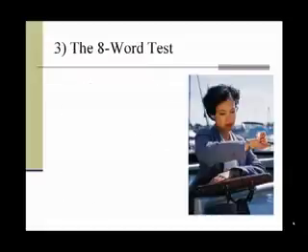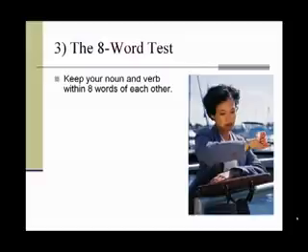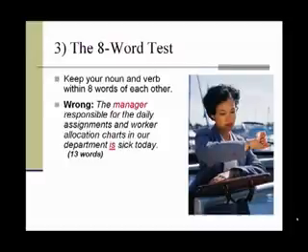Well, tip number 3 is to perform the 8-word test, and that's where we should keep our noun and our verb within 8 words of each other. The closer, the better. Don't make your reader work too hard to keep track of who is doing what. And yet another wrong example.